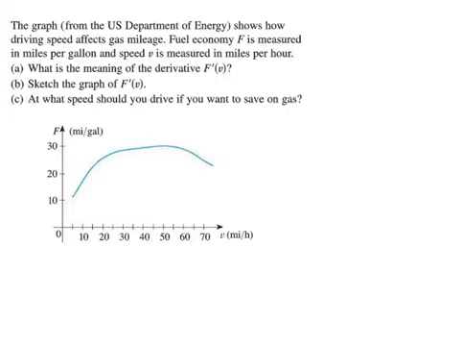This graph shows how the driving speed affects gas mileage. So fuel economy F is measured in miles per gallon, and we have that along our vertical axis here. And we have our speed or our velocity in miles per hour. So what is the meaning of the derivative F prime of V? Essentially that's telling us the instantaneous rate of change, how our fuel economy changes as we change our velocity.